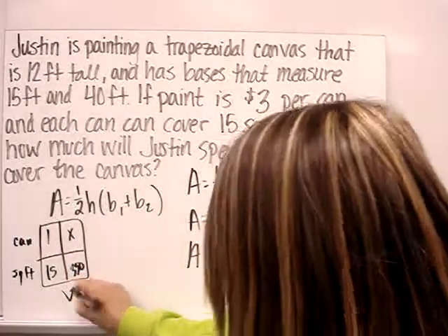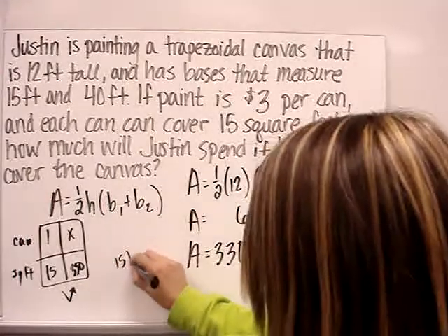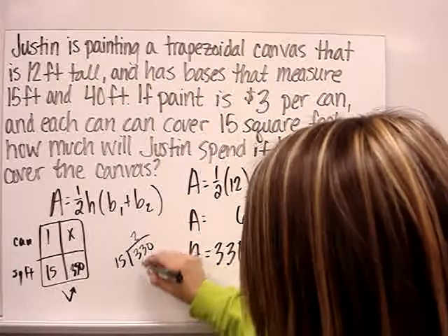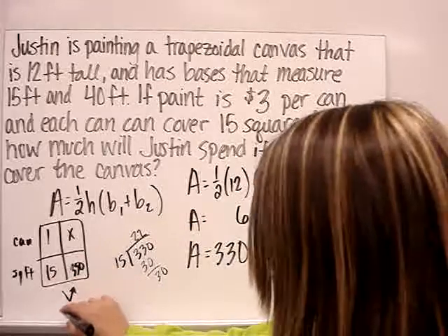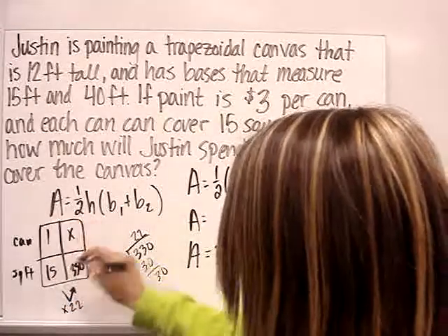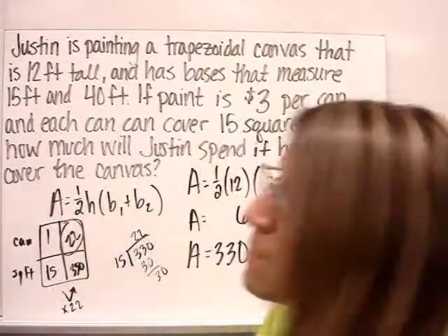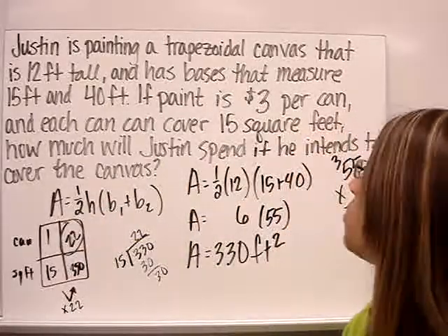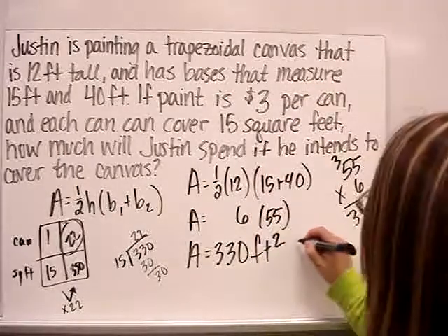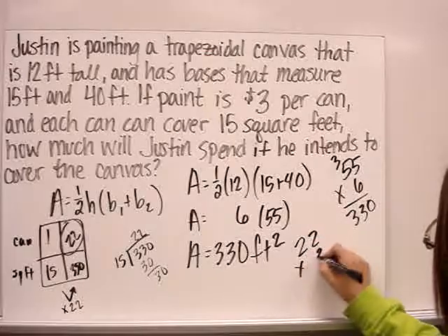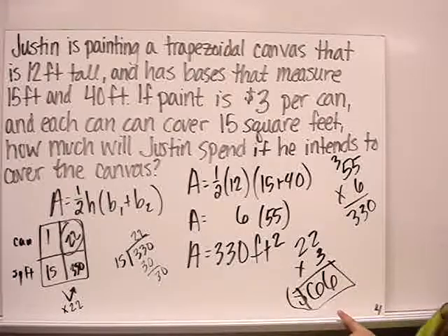So how do I get from 15 to 330? I'm going to do some division just to see. 15, 330, I know that's 2, and that's 30. So that's going to be 22 cans. So times 22 here, so 1 times 22, I'm going to need 22 cans. It doesn't ask me how many cans, though, does it? It says how much will he spend if they're $3 per can. $3 per can times 22 cans, it's going to be $66. And that's going to be the final answer to this question.